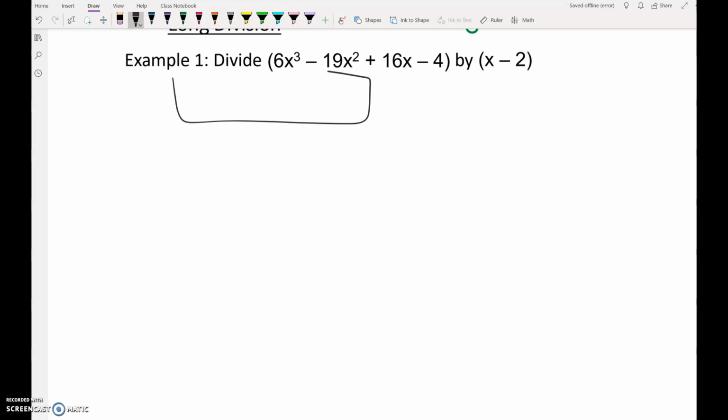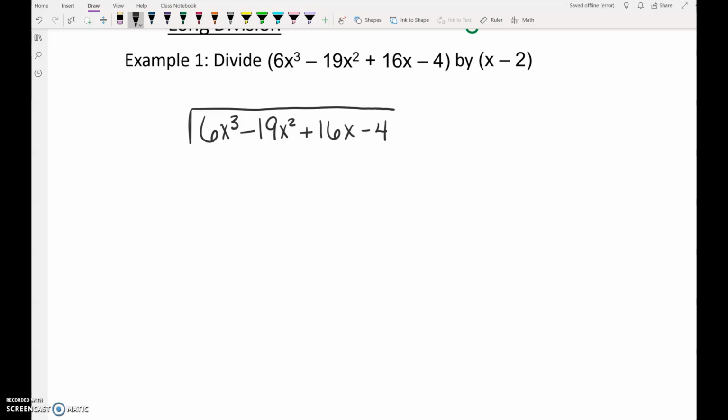Leave yourself a little bit of space up here because this is where the answer is going to be. So I'm going to write 6x to the third minus 19x squared plus 16x minus 4. As you're writing this, you want to check to make sure that there's no missing terms. Like you want to make sure if you start with x to the third, that you have x to the third, x squared, x, and then a number. We're dividing this by x minus 2.